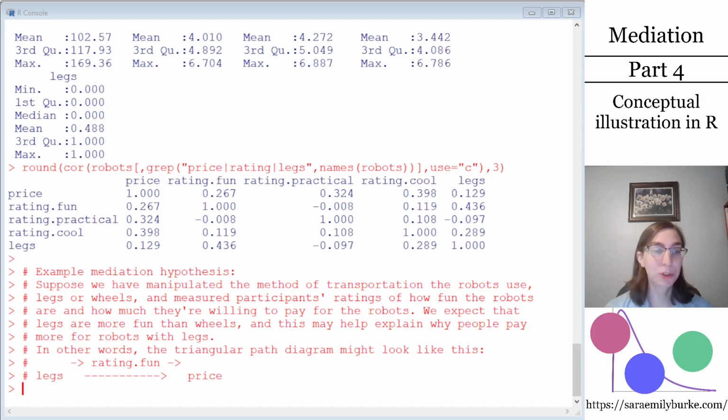In other words, if we were going to draw the typical triangular path diagram to illustrate the mediation model, it might look sort of like this, with legs as the x variable, or the initial predictor variable, the feature of the robots that's expected to kick off this process, rating.fun in the position of the m variable, or the mediator, and price in the position of the final outcome variable.